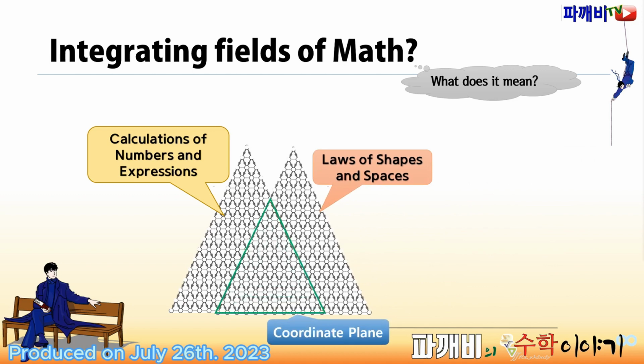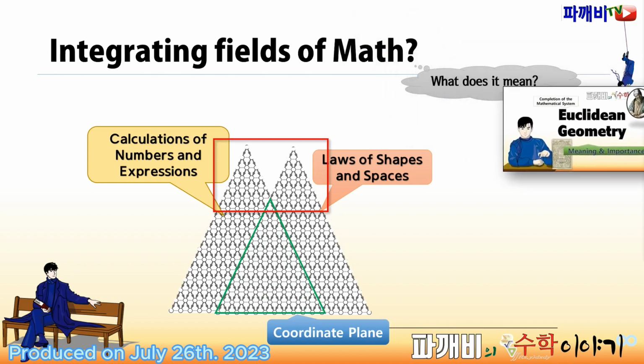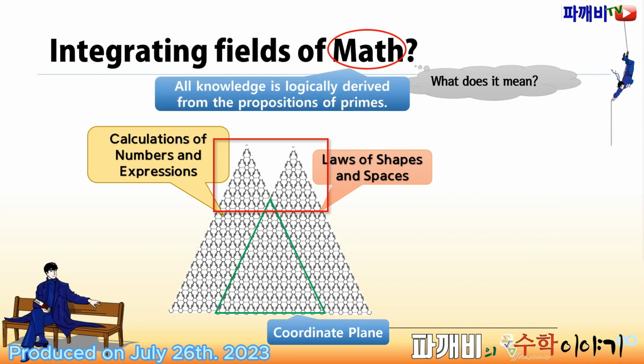The problem lies here. As explained in the video about Euclidean geometry, as mathematics is a logical system, it's very important that all knowledge is rigorously derived from a few self-evident propositions. This is represented in the mathematical triangle. Therefore, it's important that the top parts of the mathematical triangle align. This cannot be achieved through a coordinate plane. In other words, in its current state, it's not that the various fields of mathematics are derived from the same principles, it's just that they partially coincide.